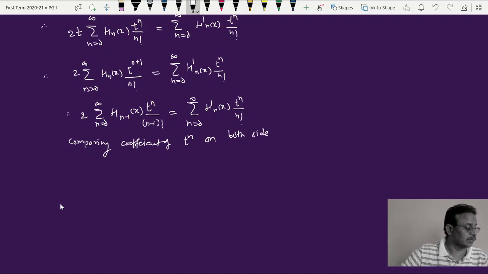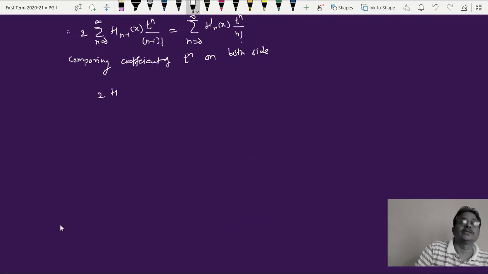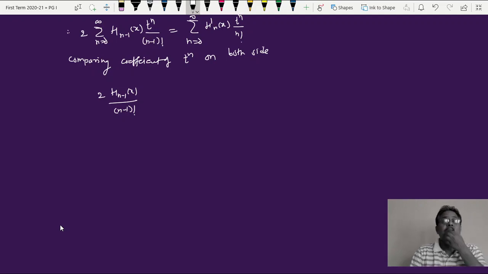On both sides we'll get, the left hand side is twice H_{n-1} of x divided by (n minus 1) factorial, and one more thing is there. What is that?